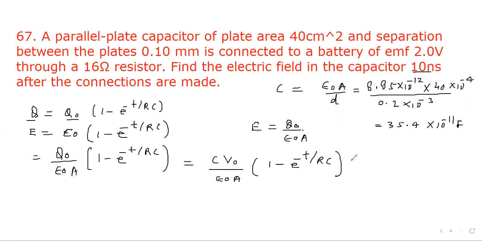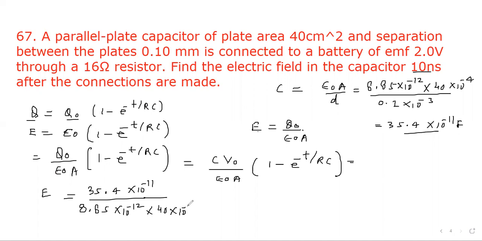So we put the values. So this is equal to C, which we have just got, 35.4 into 10 to the power minus 11, divided by 8.85 into 10 to the power minus 12 times plate area, that is 40 into 10 to the power minus 2. This is C into V0, the initial voltage. So this is the 2 volt battery. So 2 times 1 minus e to the power minus t.